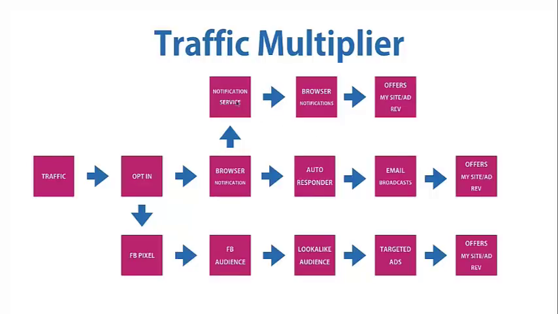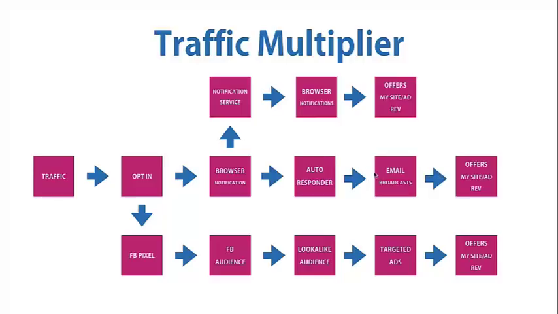So as you'll be able to see, once they're on a notification service, we're going to be able to send them browser notifications as and when we feel is appropriate, so we'll be able to send them to offers and all that sort of stuff. They're also on the autoresponder, and this is where the very first email is where we're going to send them the lead magnet, and then we're going to send them an autoresponder series, email broadcasts to offers, okay?